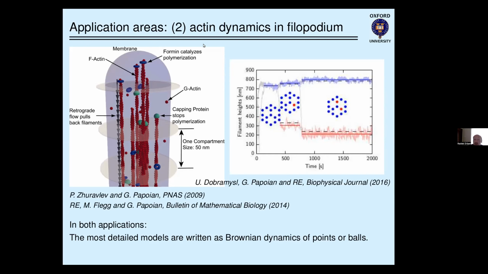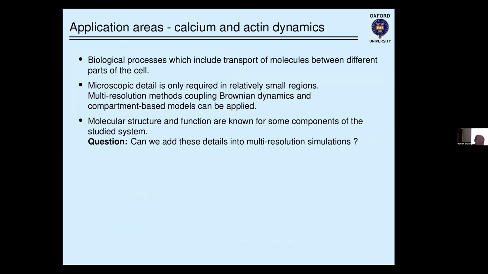But in both of these applications, we started to think that there is much more information than what is captured by Brownian dynamics. In both applications, the most detailed models in these papers were Brownian dynamics of points or balls. So proteins were described either by point-like particles, or if you are interested in excluded volume effects, we described them as balls. But that's a very crude description compared with what is known about these processes.